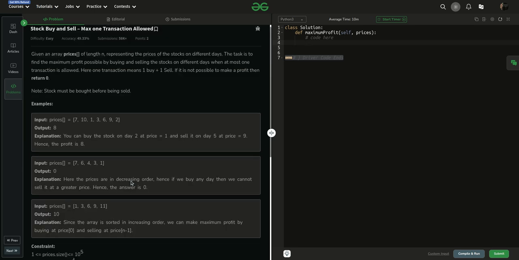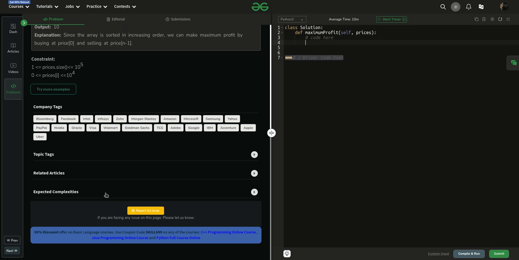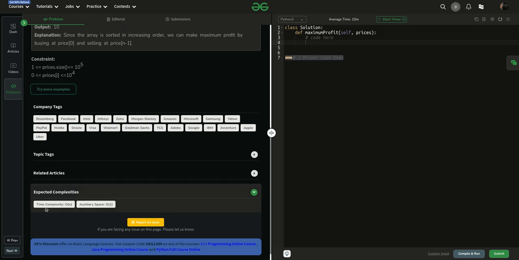So these two cases are covered. And what we need to take care of are the expected complexities. Time complexity should be O(n), and auxiliary space should be just O(1). So let's implement. Just take a variable, minimum so far, and our price is at index 0. That means on day one we are going to buy.